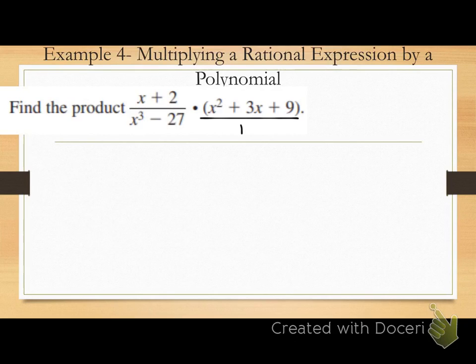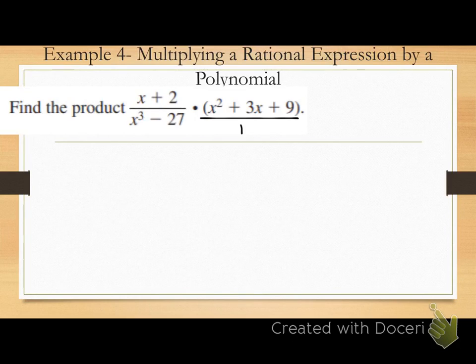So does anything look like it's factorable before I start multiplying? Let's just take it step by step. The numerator of my first fraction, can I factor that? X plus 2. No. What about the denominator? X cubed minus 27. How can I factor that? I will eventually be taking the cube root of both of them. But what special factoring process is this? They're both cube roots. And what's going on between them?